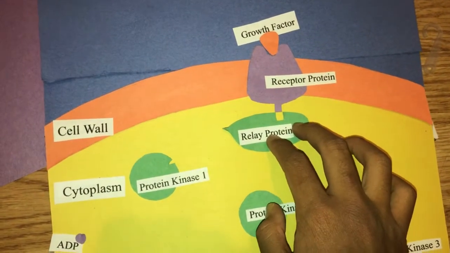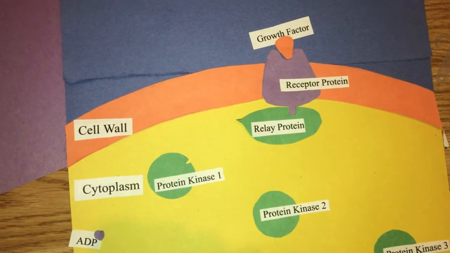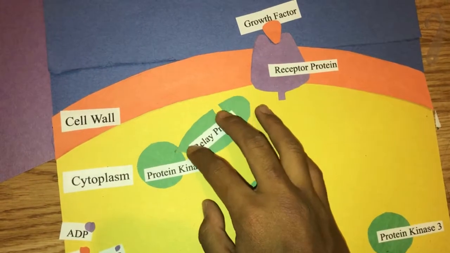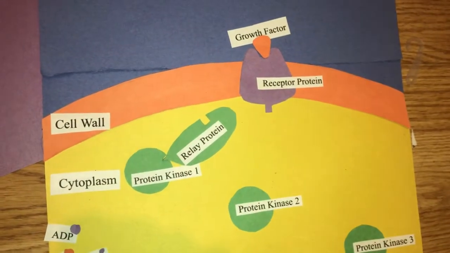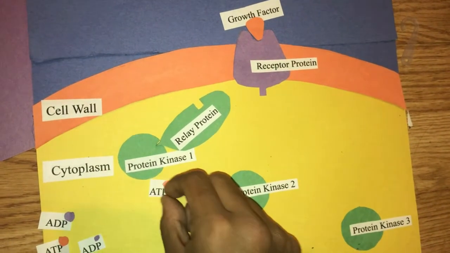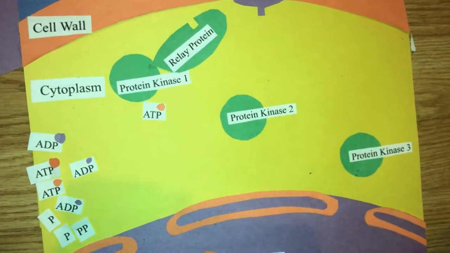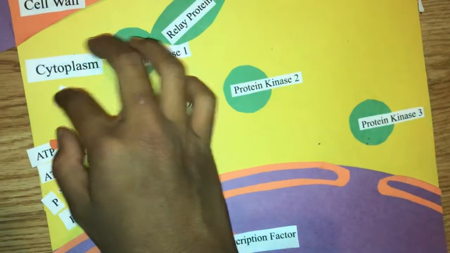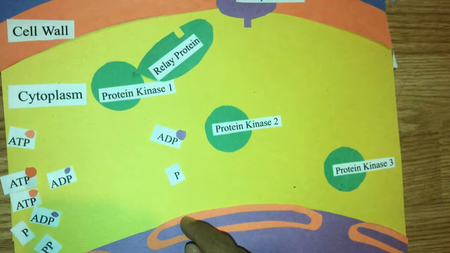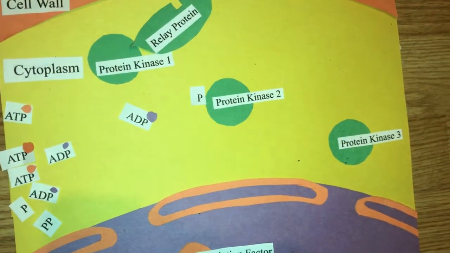The active receptor protein activates a relay protein, which then activates protein kinase 1, as shown here. When protein kinase 1 becomes active, it produces an ATP. The ATP then gives up a phosphate group, turning itself from ATP to ADP, and the phosphate group latches onto protein kinase 2, making it active.